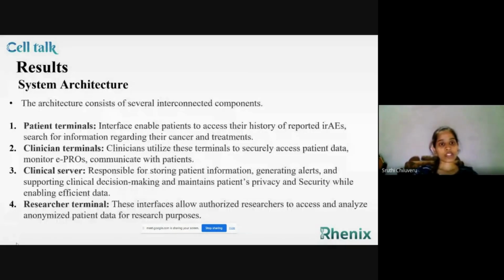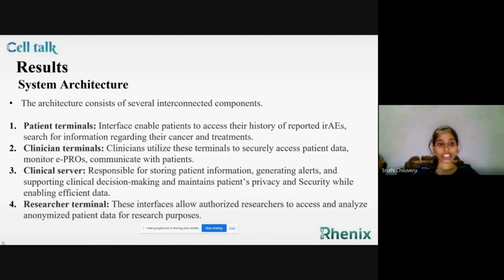When it comes to system architecture, it depicts the architecture of the weaker platform, how it will work. It is differentiated into 4 different types of terminals. The first one is the patient terminal. It is an interface enabling patients to access the history of reported irAEs, immune-related adverse events, and to search for information regarding cancer and treatments.